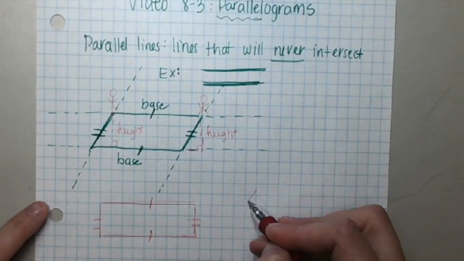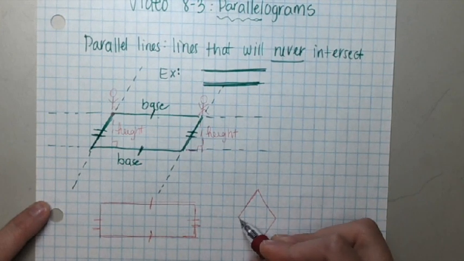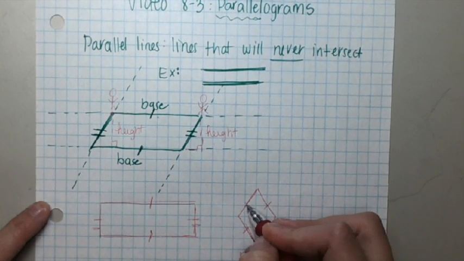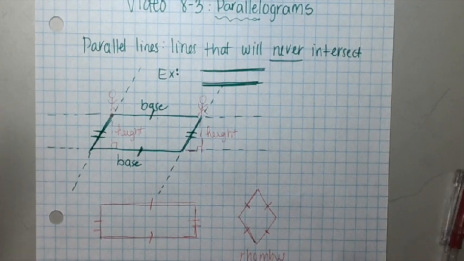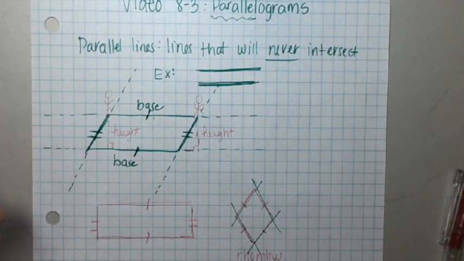Another one would be a rhombus. Okay, this is a rhombus. It could be a parallelogram. Actually, in a rhombus, all four sides are equivalent, but it still has two sets of parallel lines. That's the basis of a parallelogram. It's two sets of parallel lines.